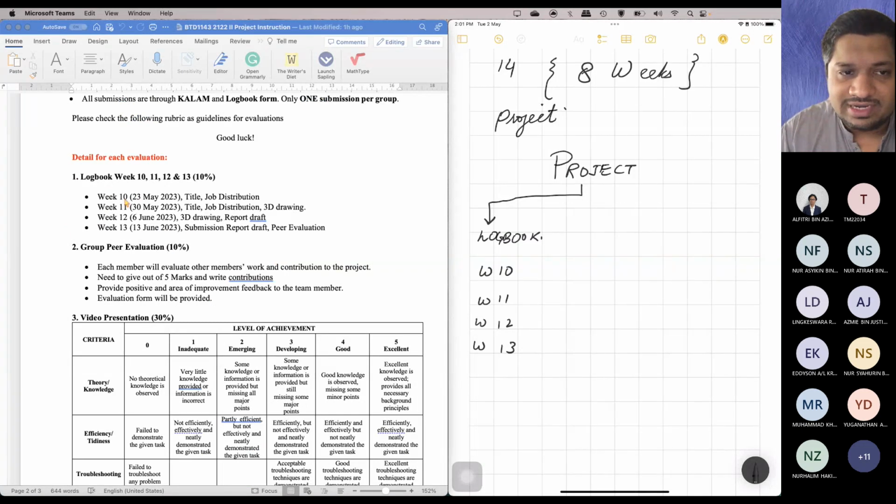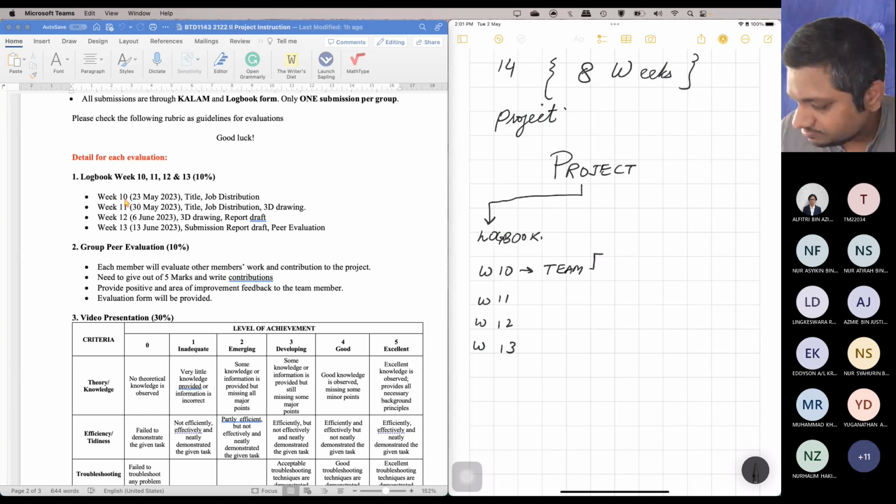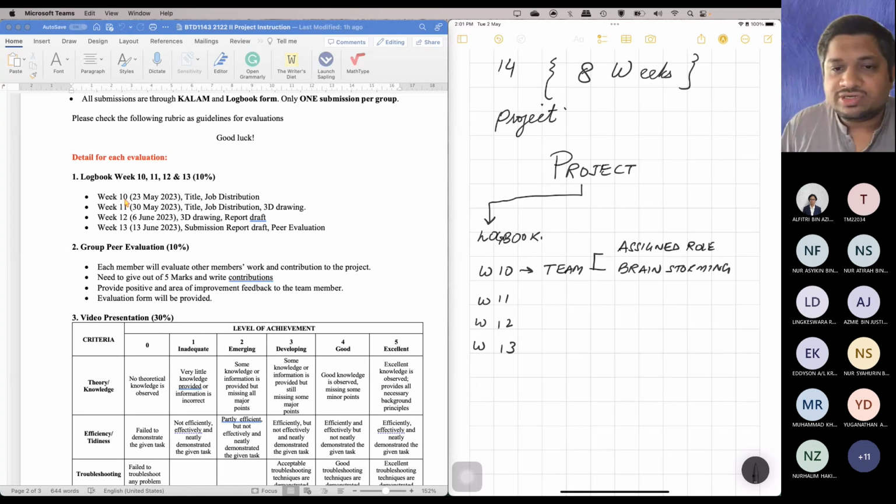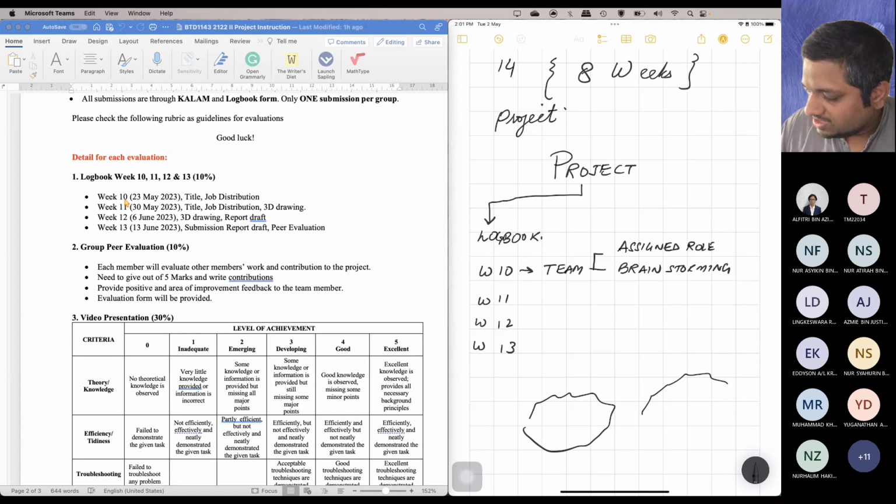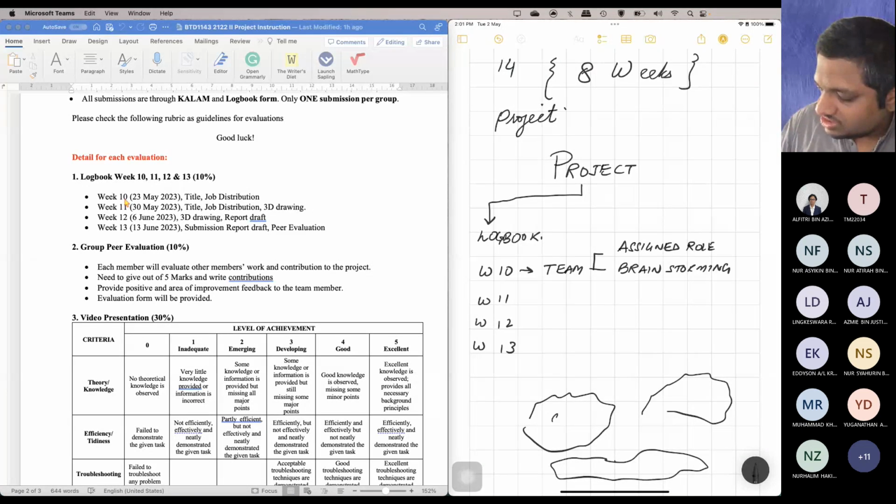For example, in week number 10, you have done the team assembly. So you have constituted your team members. You have assigned roles. You have done brainstorming in which you have jotted down ideas. Every group member has given ideas about something. Let's say one group member says we should make a chair. One group member says we should make a pen. One group member says we should make a smart tool. So these are some of the brainstorming ideas that you can write down.